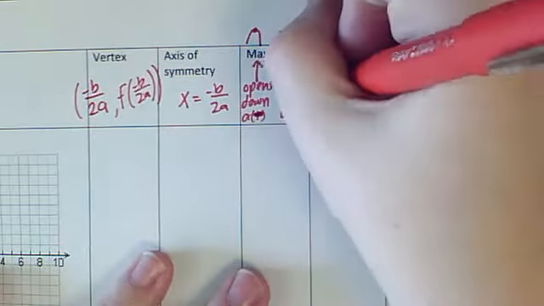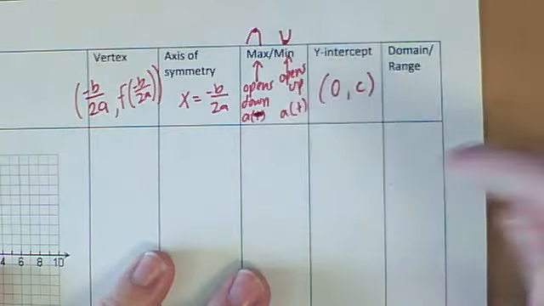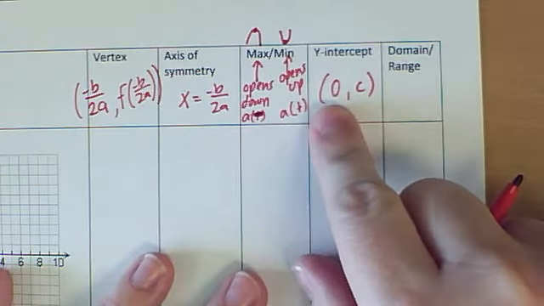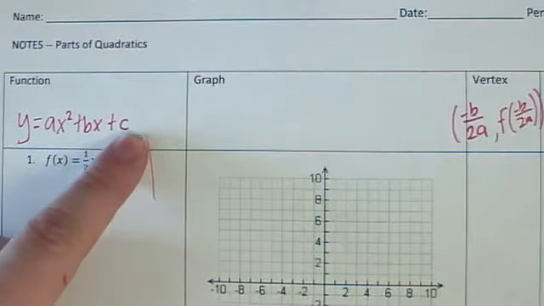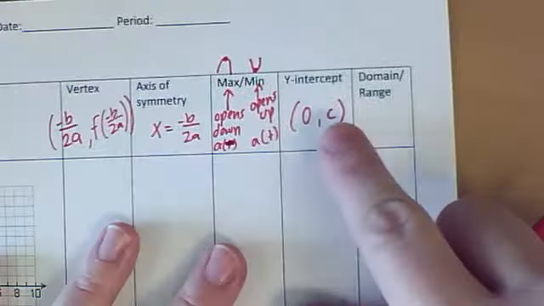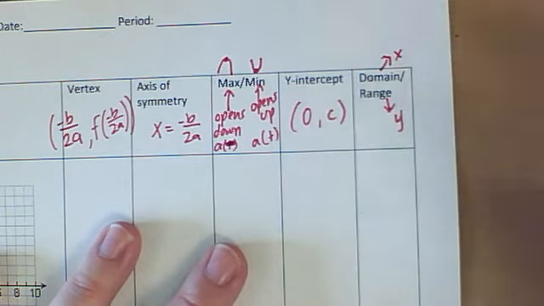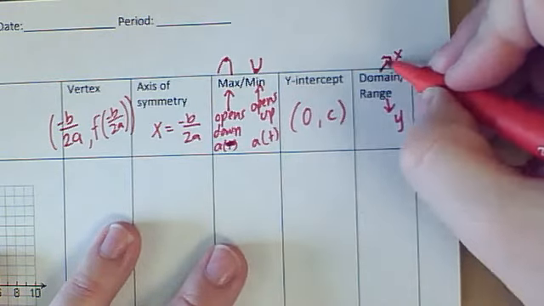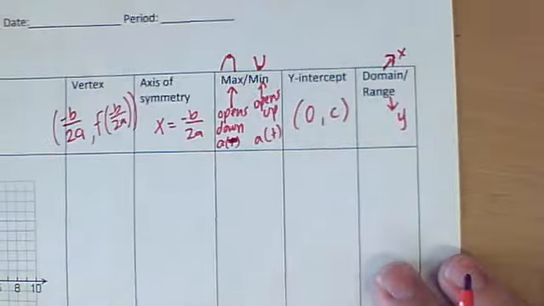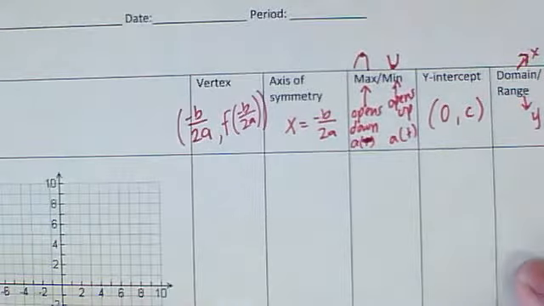Okay. The y-intercept is 0, c. Remember, whenever it crosses the y-axis, your x value is always 0. And then c we're getting again from this equation. Okay, domain and range. Domain is dealing with the x values, range is dealing with the y values. So we need to graph it before we can write what the domain and range are. So there's all of that information.